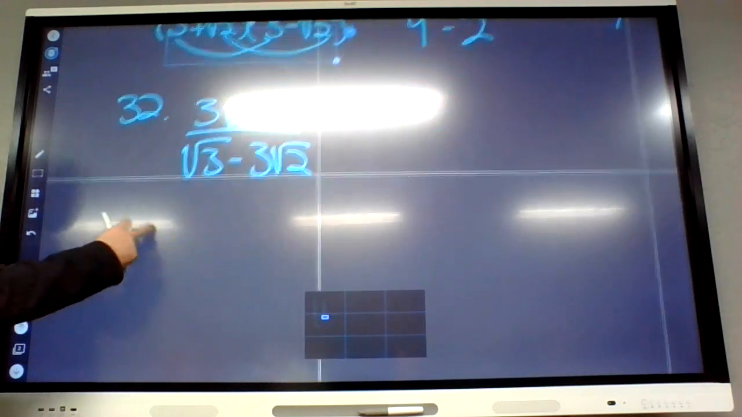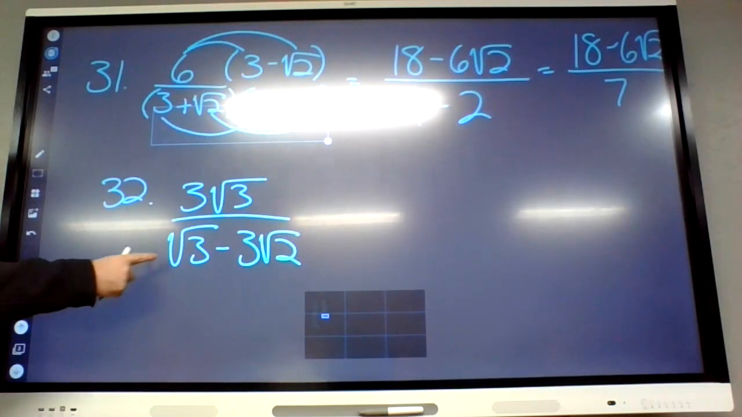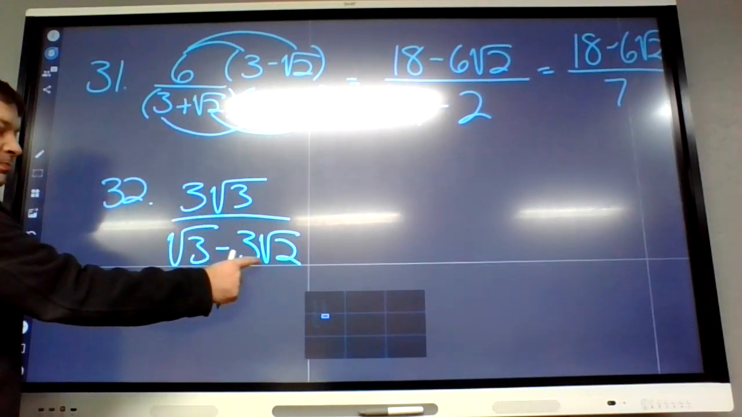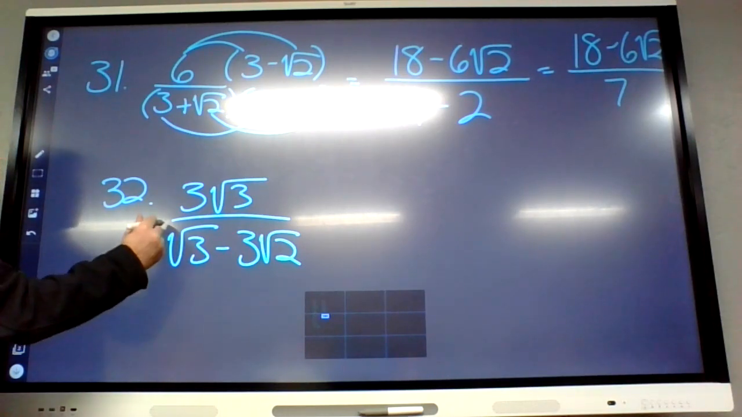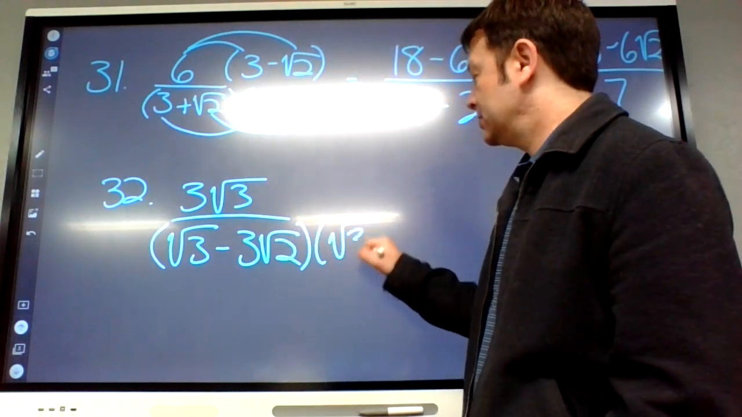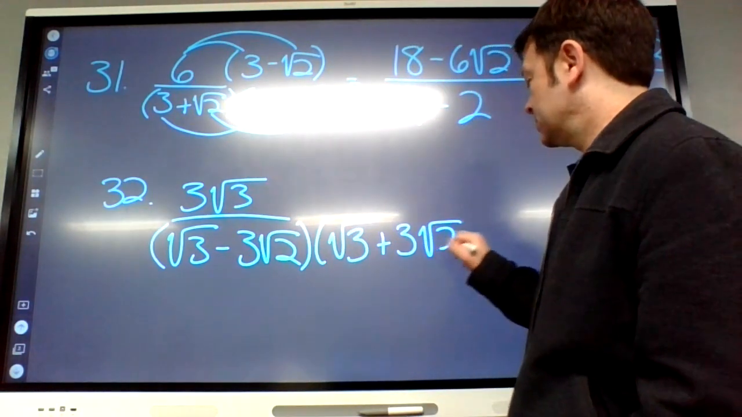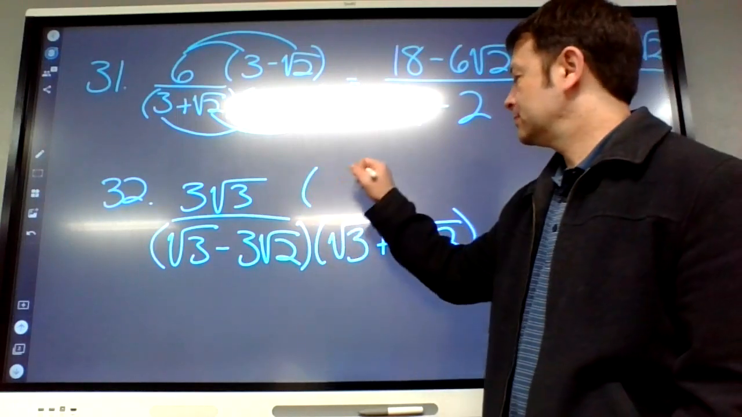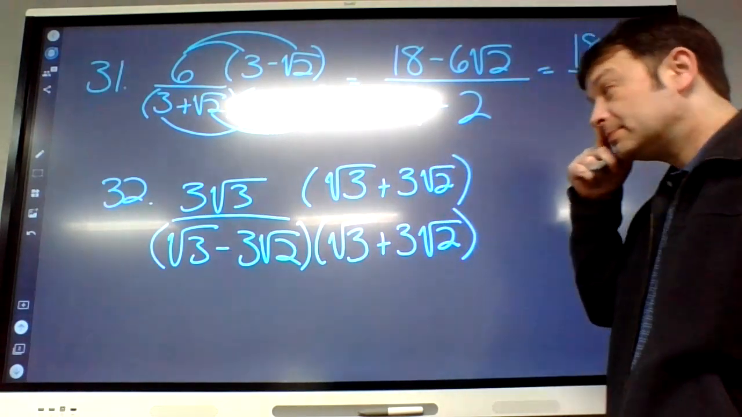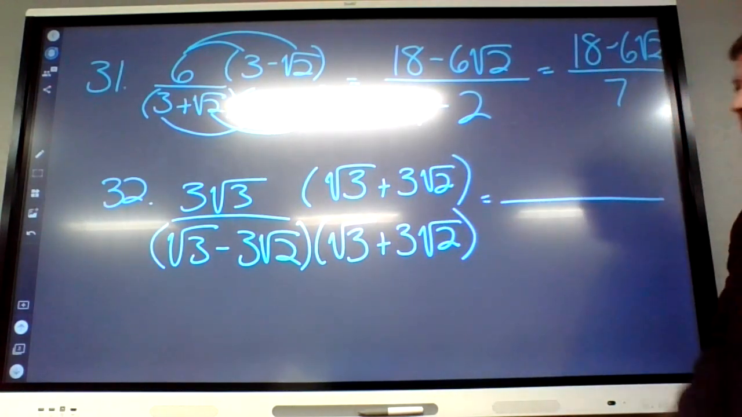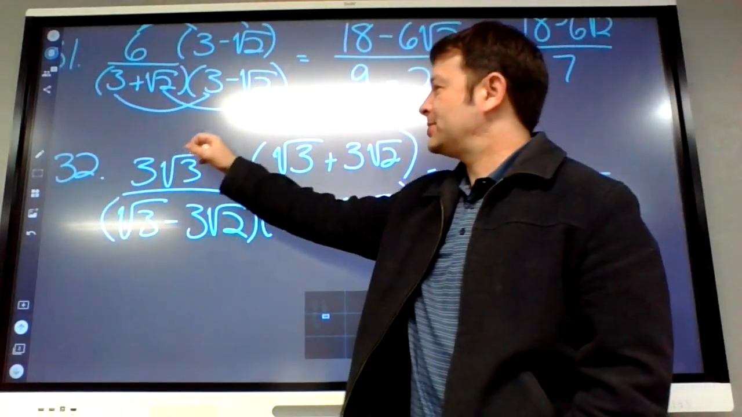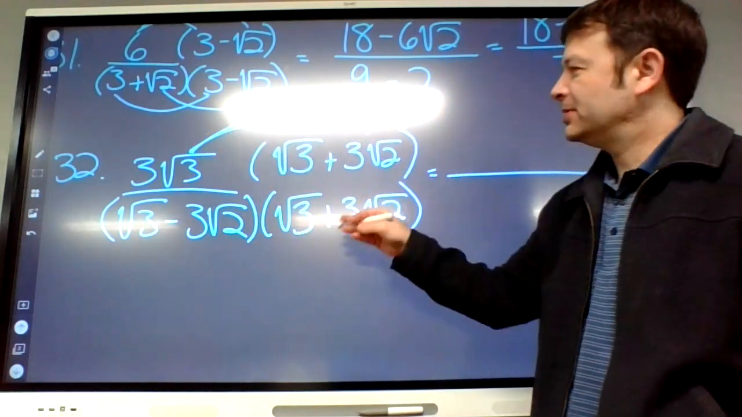Okay, so this is kind of like 31. We can't leave, this does not divide. There's nothing we can do here. But we're not supposed to leave the square roots in the denominator. So we have to multiply by the conjugate. On the board. All right. So the top would be this times this, so that would be distribute.